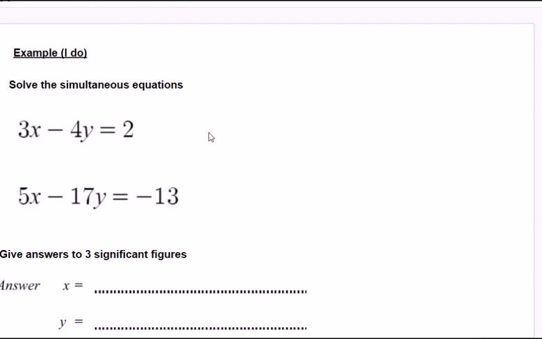So 3x minus 4y equals 2, 5x minus 17y equals minus 13. So we've been asked to give an answer for x, an answer for y that makes those two equations true, and give answers to three significant figures.